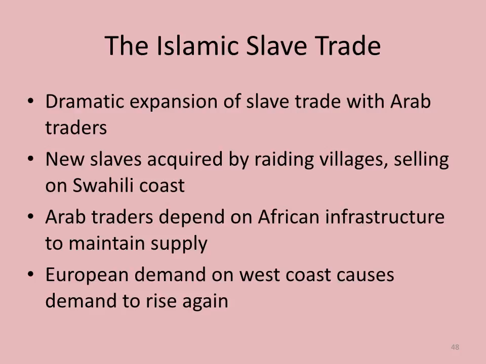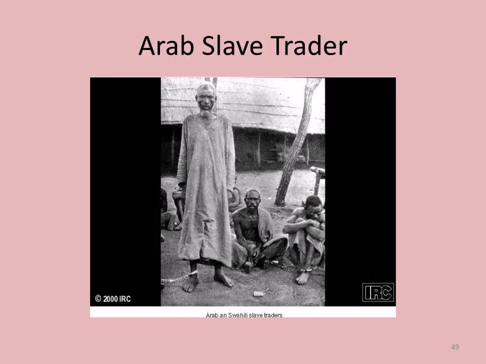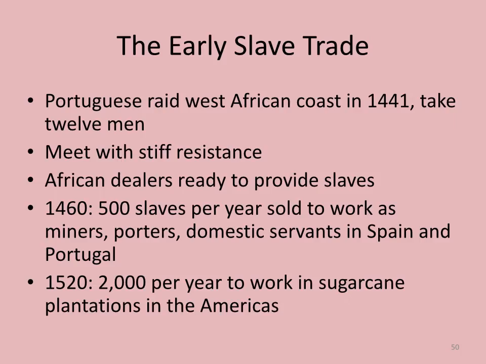Now, the Arab traders depended on African infrastructure to maintain supplies. So what that means is that they depended on the clans conflicting, the groups, the rivalries, the separation, the lack of unity in order to continue their supply. Now, Europeans' demand on the West Coast causes the demand to rise again. Because of the colonies, it's easier to pick up slaves on the West Coast than it is on the East Coast. Now, the Arab slave traders, we're going to see, they are absolutely terrible. And we're going to see that both the Portuguese and the Arabs are terrible to one another.